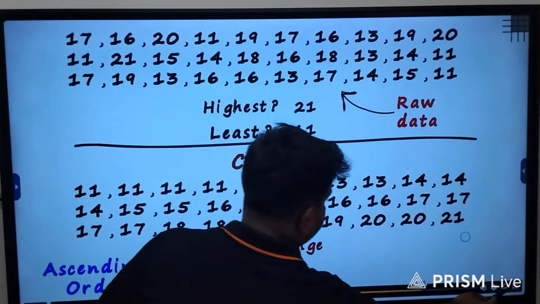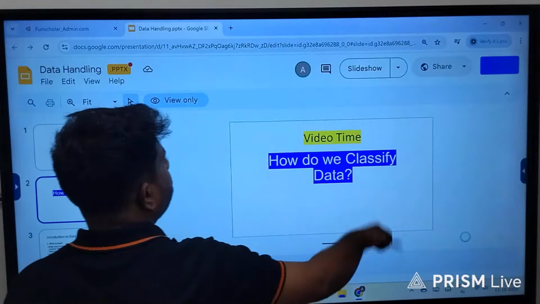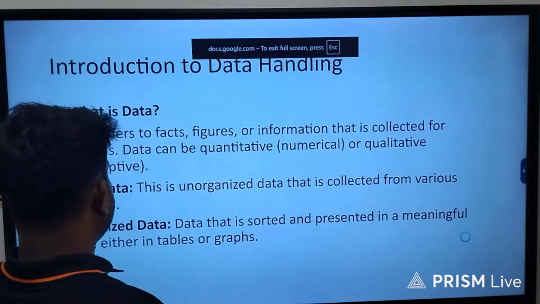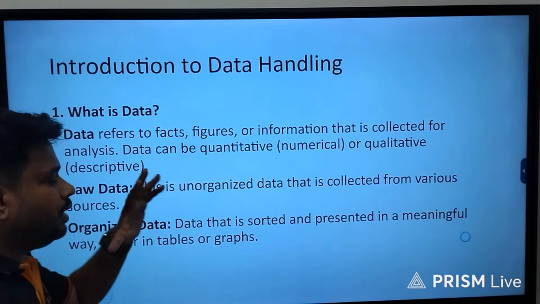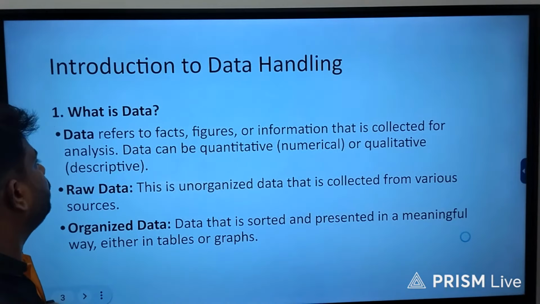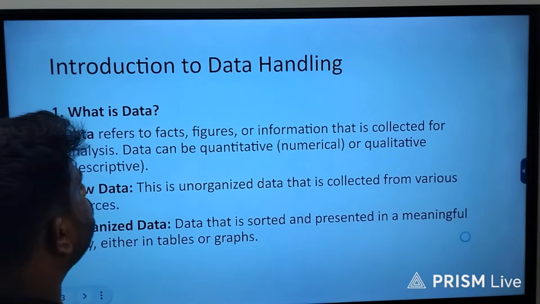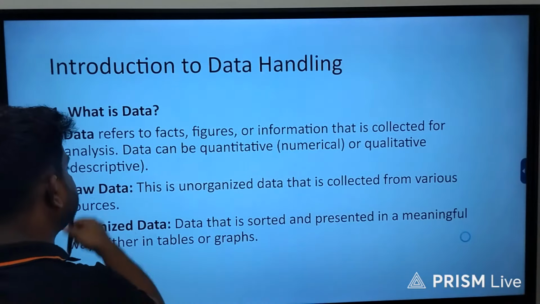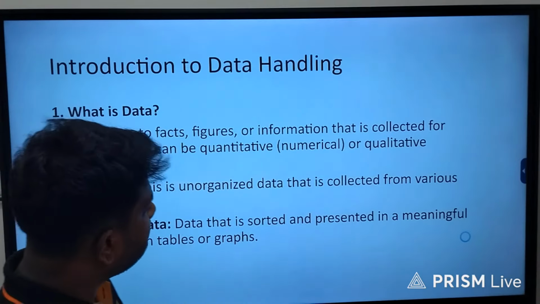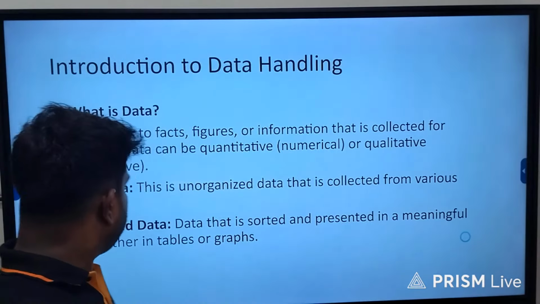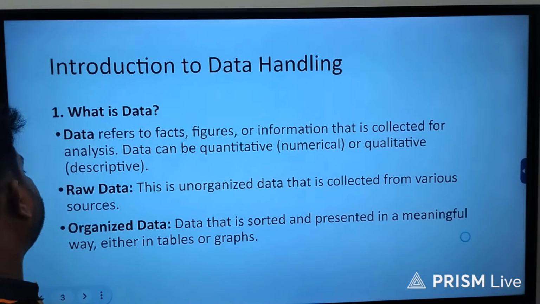Okay, so let's go further in the PPT. We watched the video, so again I am just reminding you what data is. Data refers to facts, figures or information that is collected for analysis. Data can be quantitative, that means numerical, or qualitative, that means descriptive.